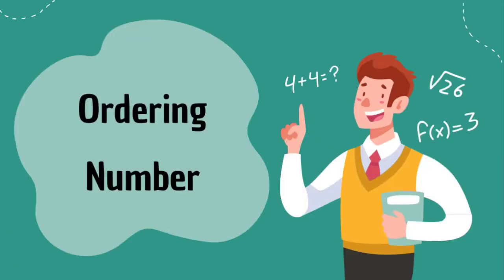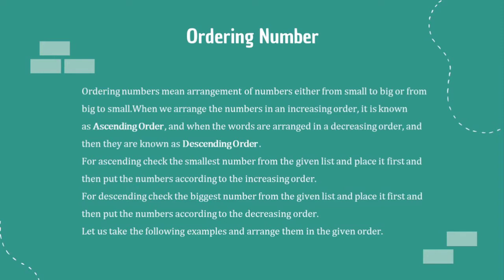Next, ordering number. Ordering numbers mean arrangement of numbers either from small to big or from big to small. When we arrange the numbers in an increasing order, it is known as ascending order. And when the numbers are arranged in a decreasing order, then they are known as descending order.